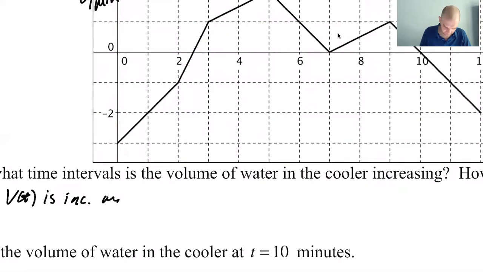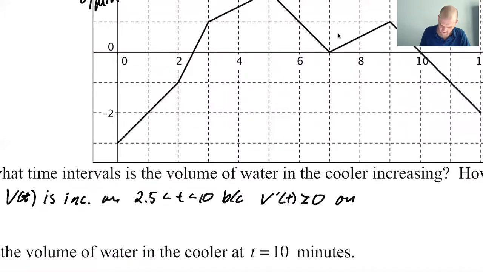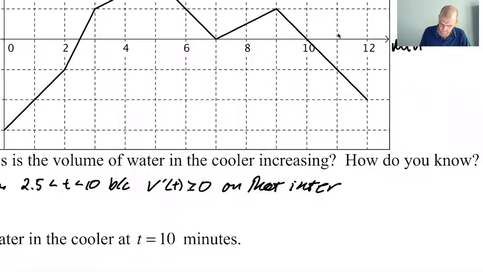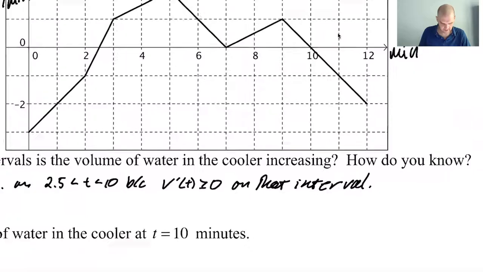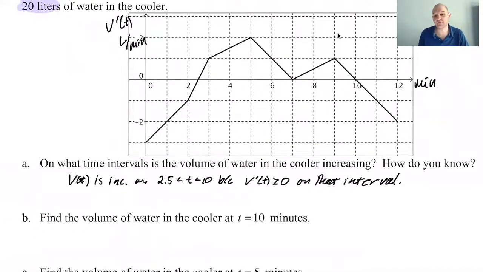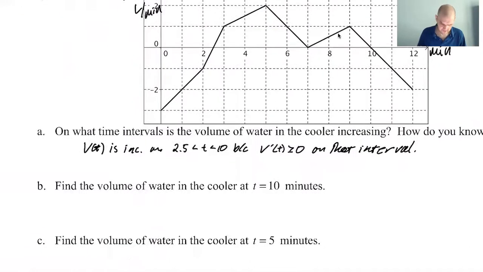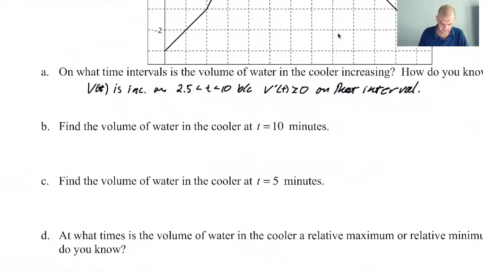So on 2.5 to 10, because, but now I need to say v prime of t is greater than or equal to 0 on that interval. So that's our justification. Seems good. I mean, if you don't like that, break it up. Do 2.5 to 7 and then 7 to 10. And then you can just say v prime is greater than 0. And maybe you're more comfortable with that. I think that this is an okay answer, so I'm going to go with it. On the volume of water in the cooler at t equals 10 minutes.